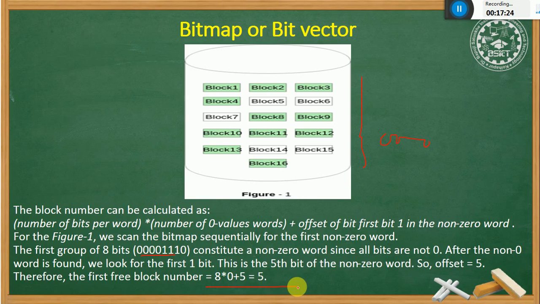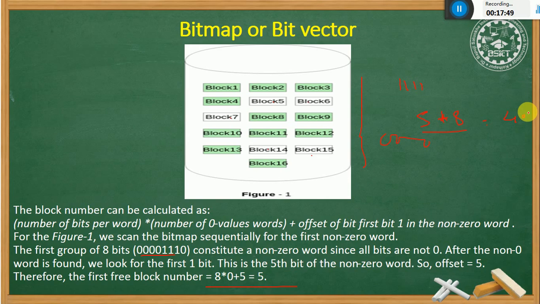blocks are available. Suppose there are 1 2 3 4 5 ones, so 5 blocks are available, and if each block has an 8-bit size, then we can store 5 into 8, meaning we can store 14-bit data. So that will be the calculation. The calculation cannot be asked in your question paper.